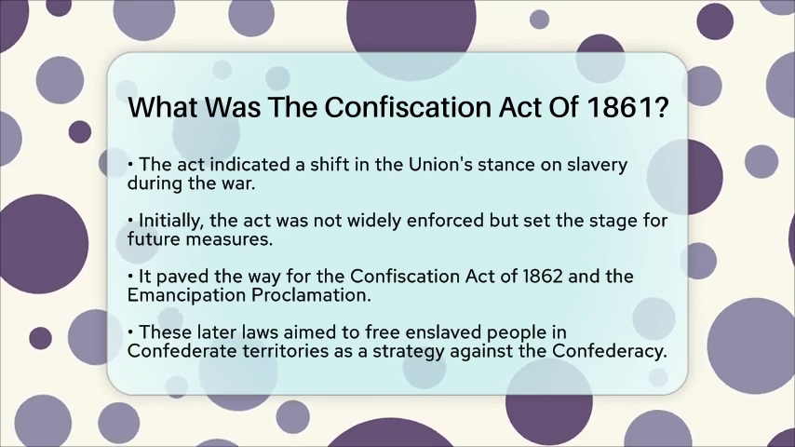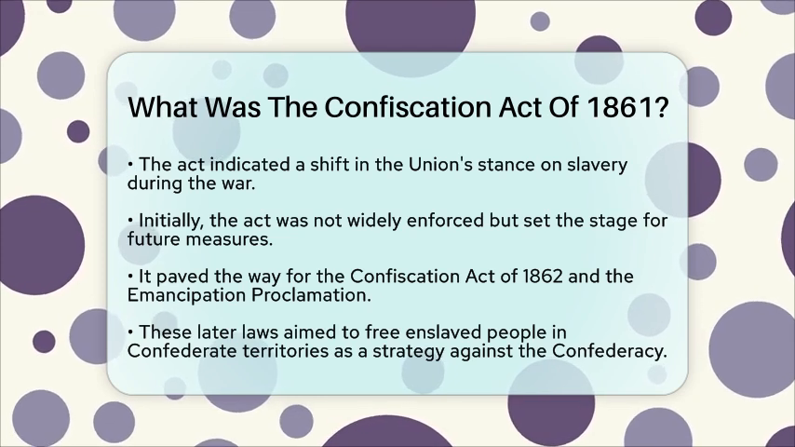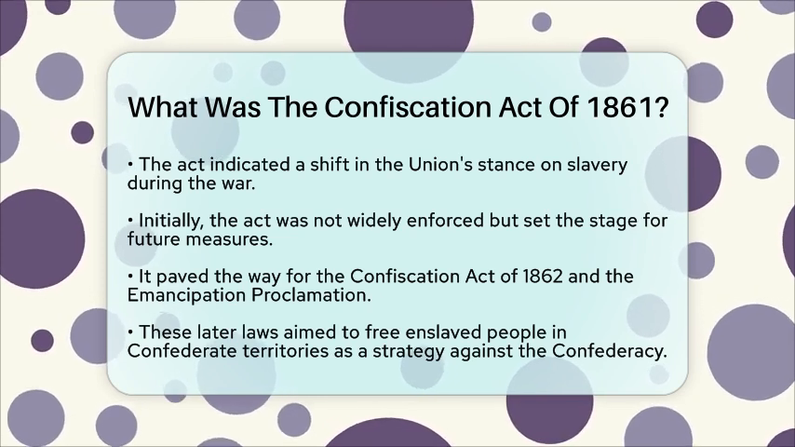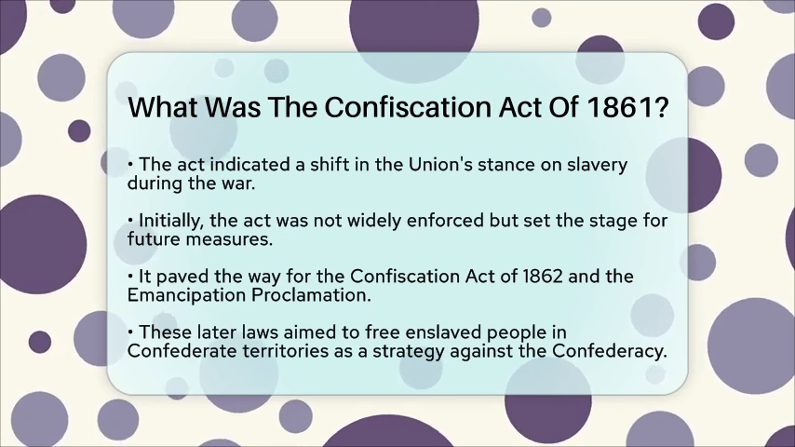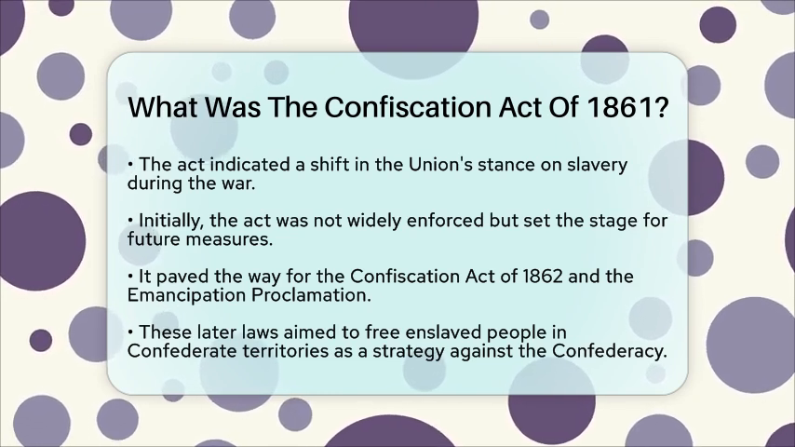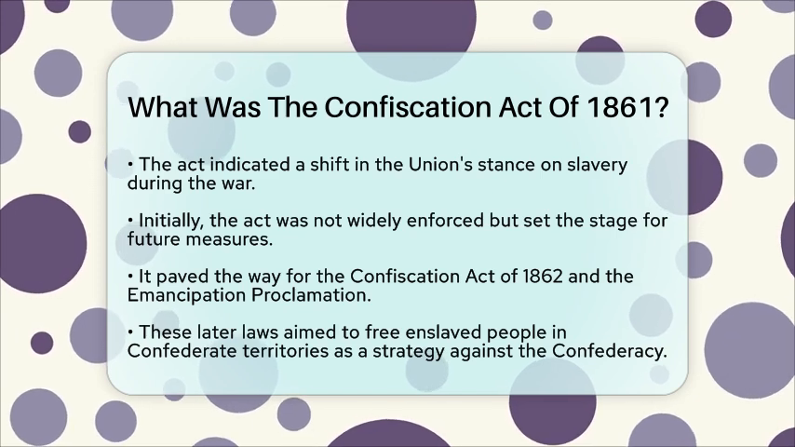In essence, the Confiscation Act of 1861 was an early attempt by the Union to seize rebel property, including enslaved individuals. It marked a significant change in Union policy towards slavery during the Civil War, laying the groundwork for future actions aimed at emancipation.